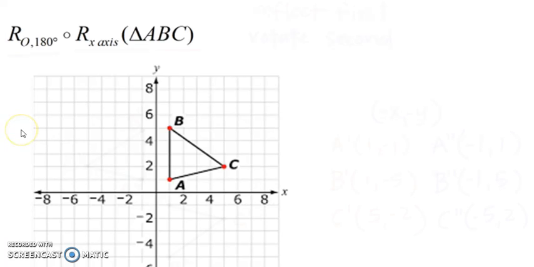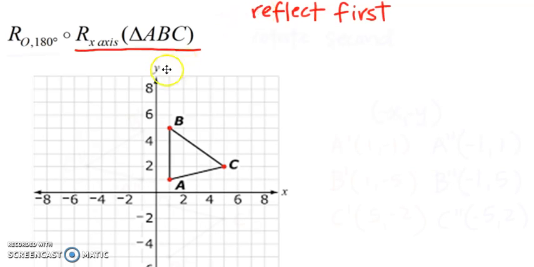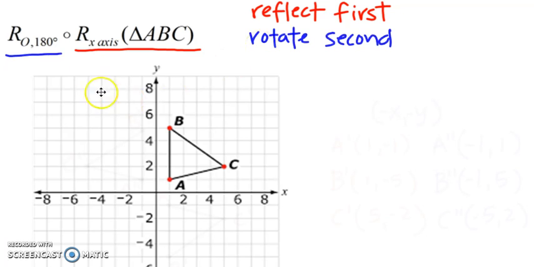So we're going to look at a composite transformation and doing it. So looking at the notation, we want to recognize that we're working from the inside out, so we're going to be reflecting across the x-axis first. I know this is a reflection because it has a line listed. And the second thing we're going to do is rotate about O, which we have a coordinate plane, so that's the origin, and we're going 180 degrees, and that would be counterclockwise.